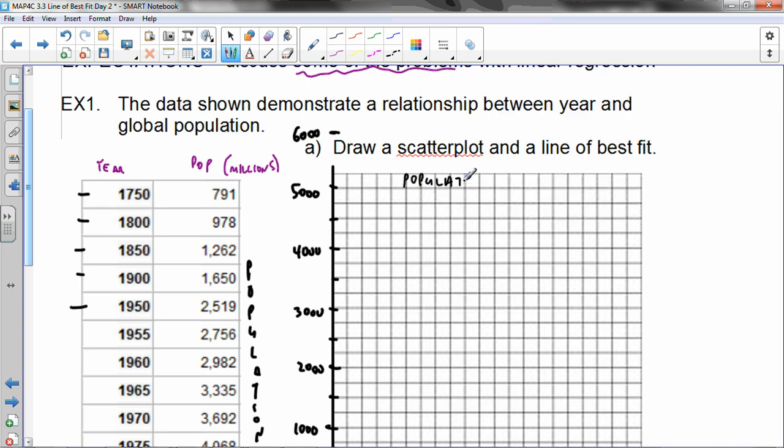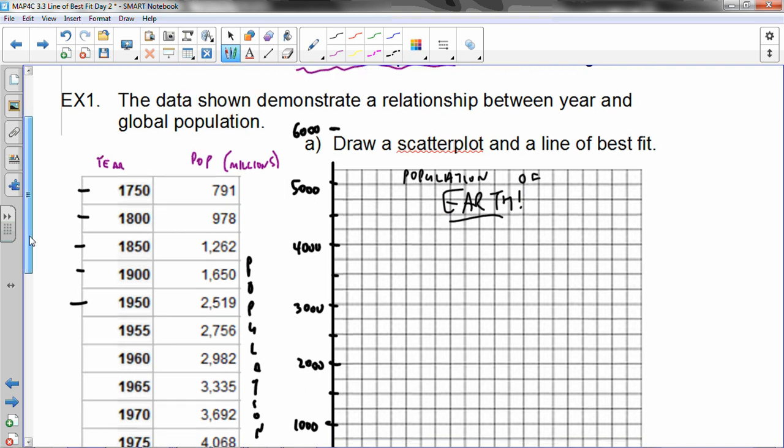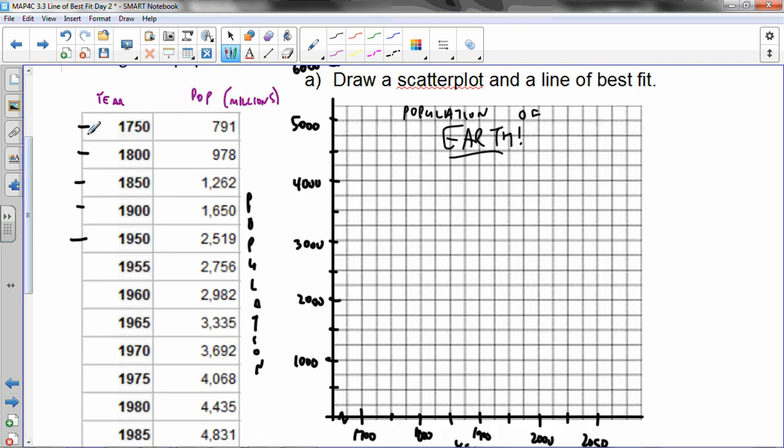Population of Earth. Underline. All right, let's do the points. 1750 and 1800. So this is 1750, so it's just a little bit over that, and I'm estimating again. 1800 was almost 1,000 million, so a billion people almost.